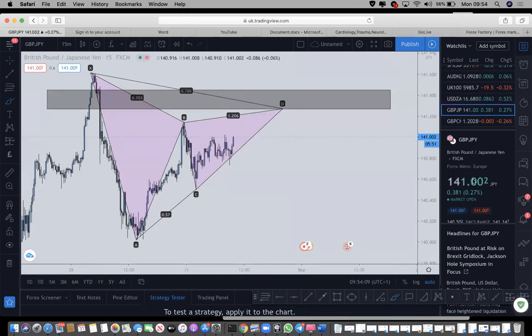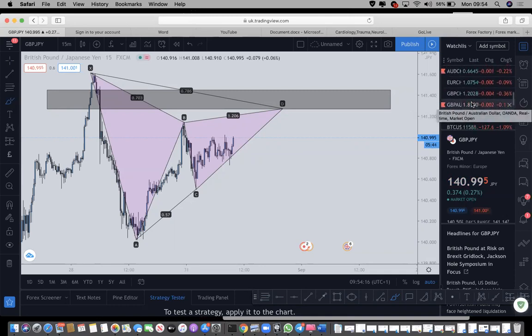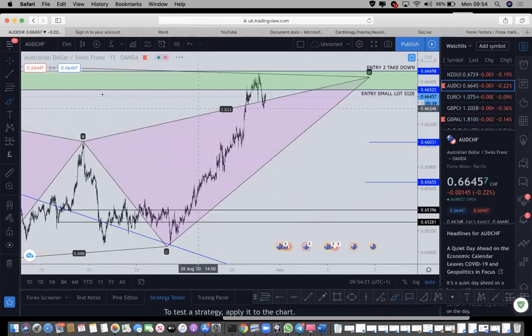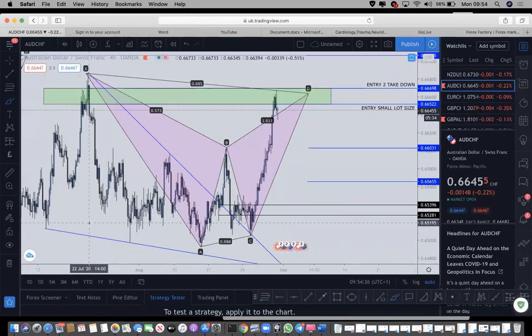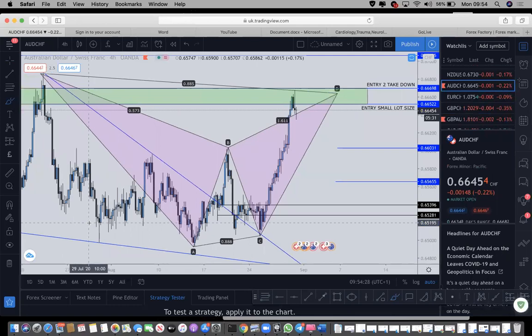All right, I sent AUD CHF, I think, on Friday. Let's see how it's doing. I sent this on Friday. Our first entry has already been triggered. We missed our second entry by I think 1 pip or 2 pips. And currently in profit.